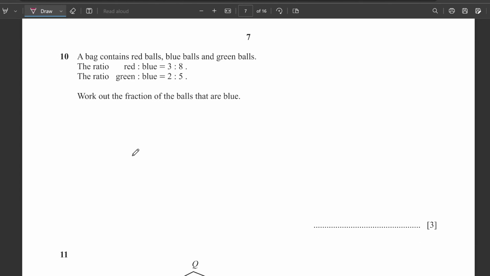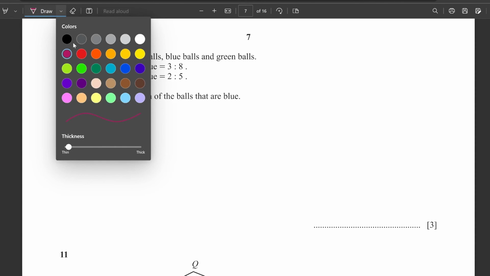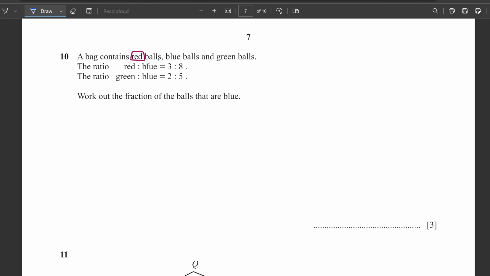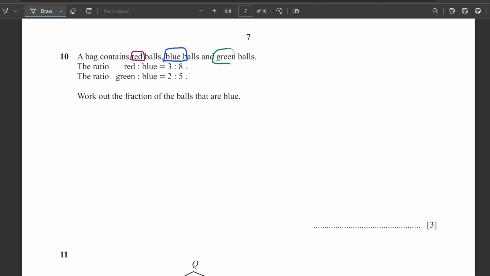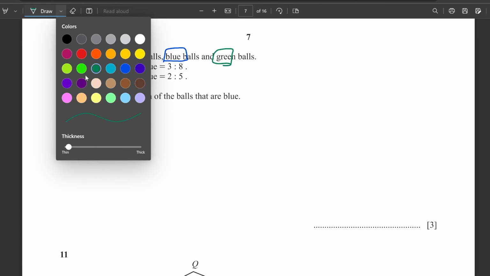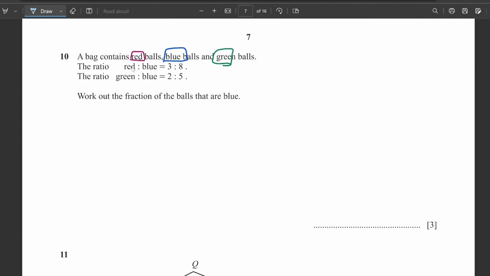A bag contains a red ball, blue balls, and then green balls. Okay, understood. And then the ratio is given, the ratio of red to blue and then green to blue. So work out the fraction of the balls that are blue.